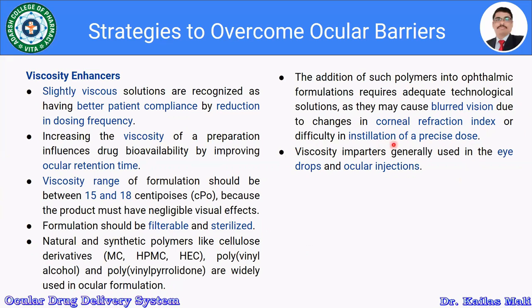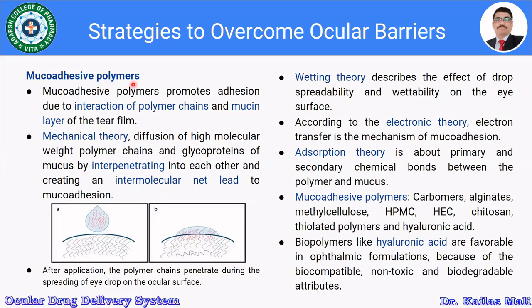Viscosity imparters are generally used in eye drops or ocular injections. When we increase the viscosity of the formulation, it improves the ocular retention of the formulation and thereby increases the permeability of a drug through the cornea. Let us see the mucoadhesive polymers.